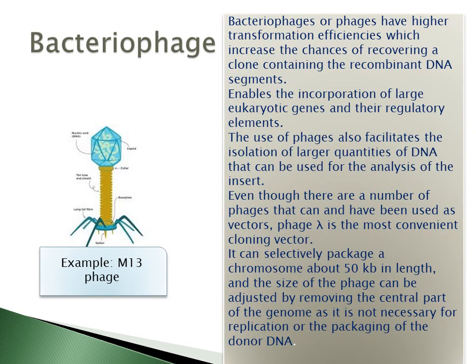Next coming to bacteriophage. Bacteriophage is the phage plasmid. This phage plasmid or bacteriophage is having higher transformation efficiency, which increases the chance of recovering a clone containing the recombinant DNA segments.